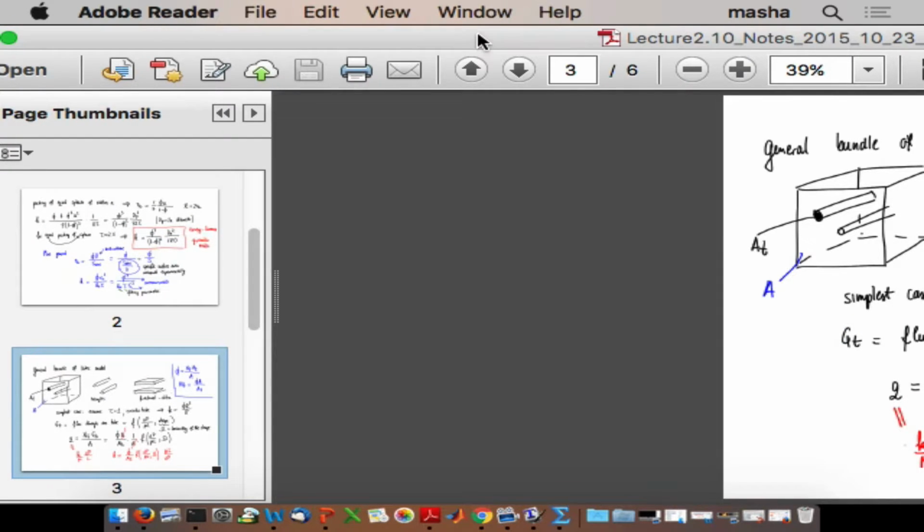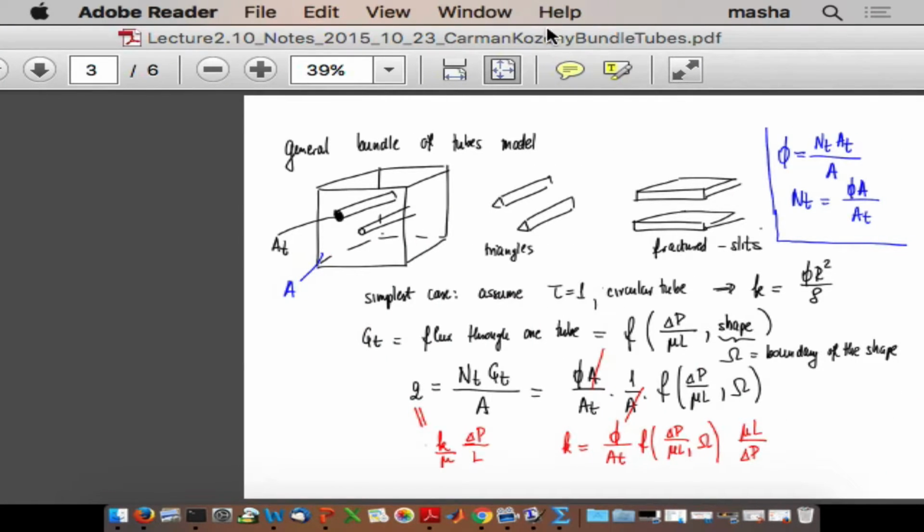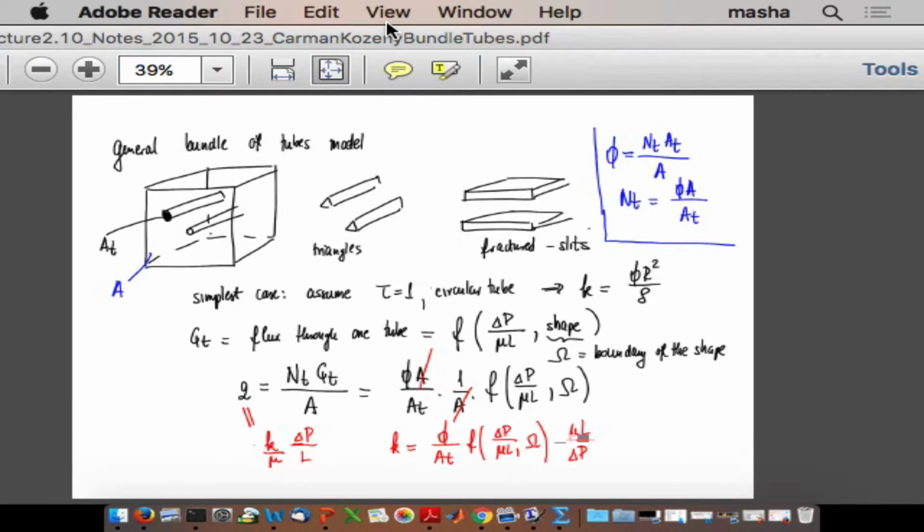So that I save myself some writing, okay? So what is now a bundle of tubes model? I will assume I have, quite literally, across my medium, a bundle of tubes. And I can assume various cross sections for those tubes. Simplest one, of course, is the circular cross section, but that one also is the least realistic.